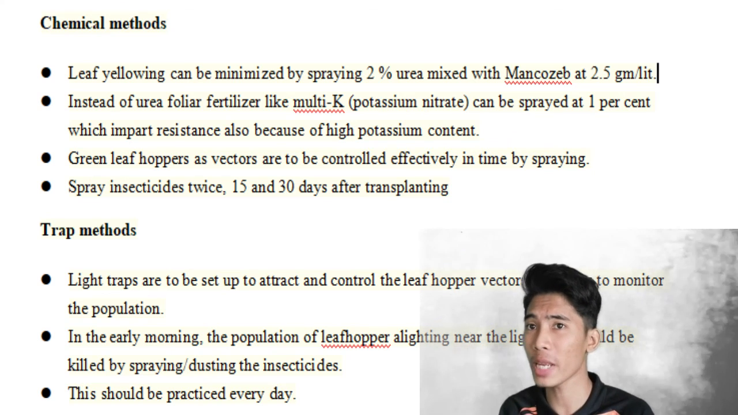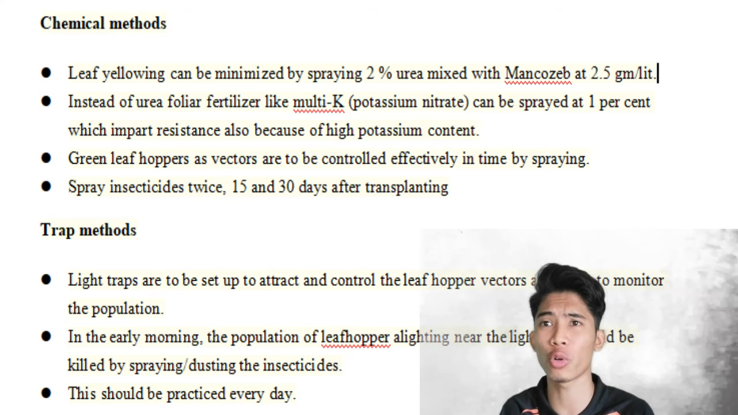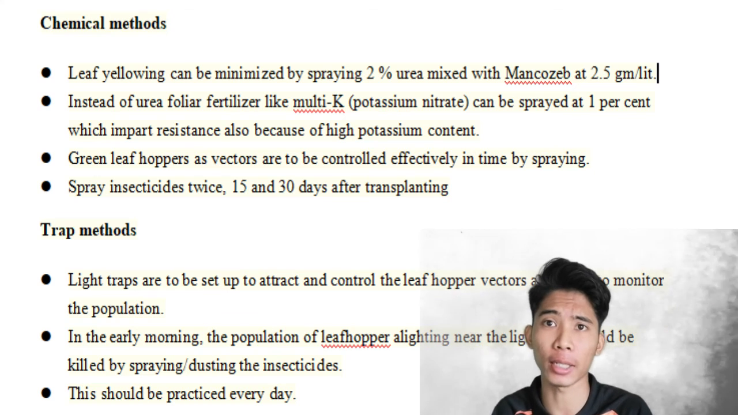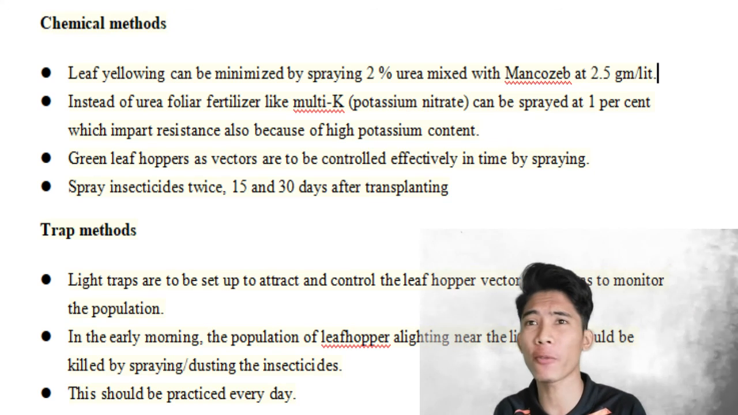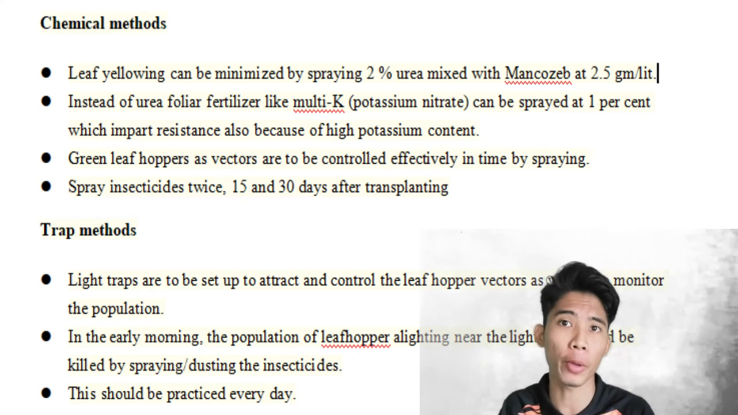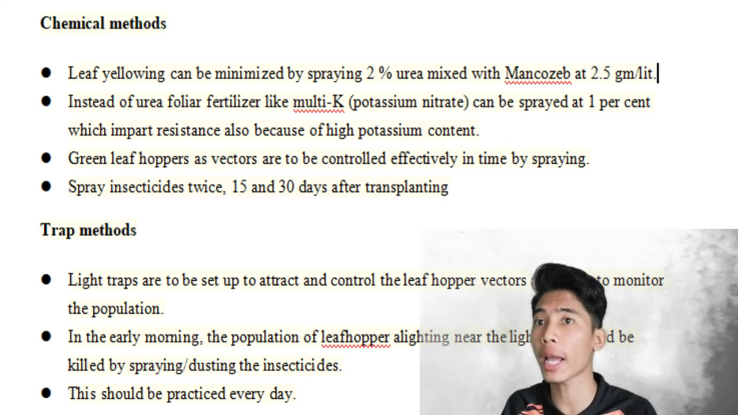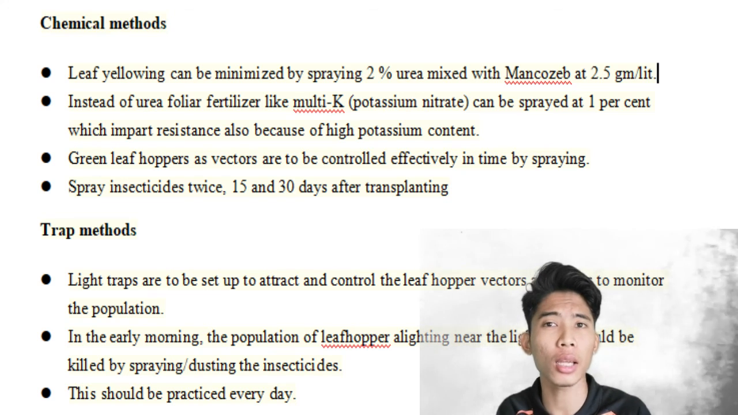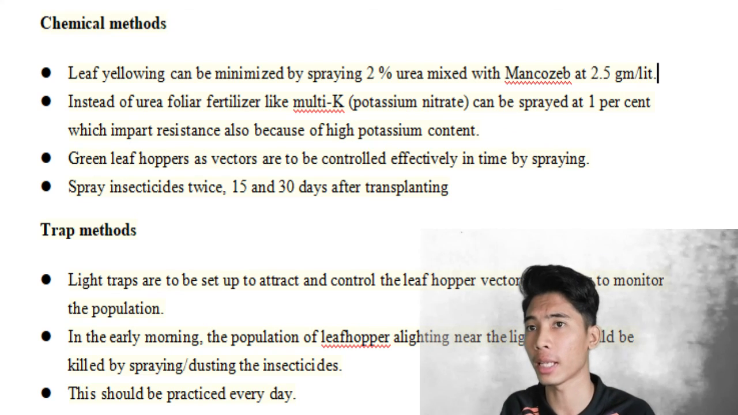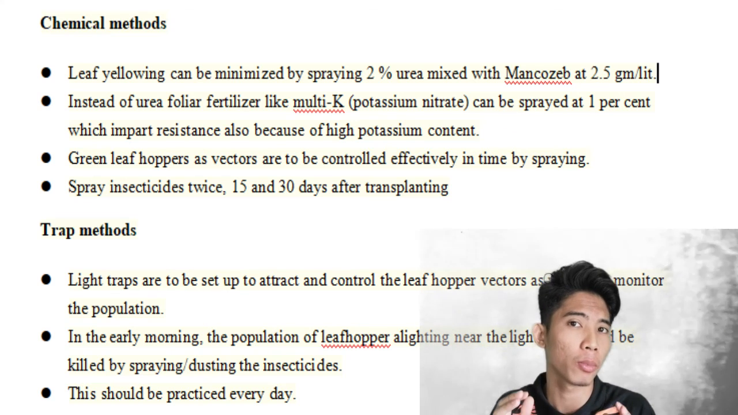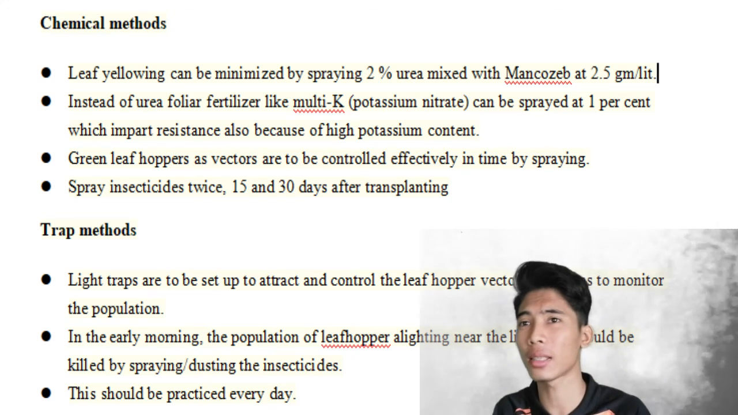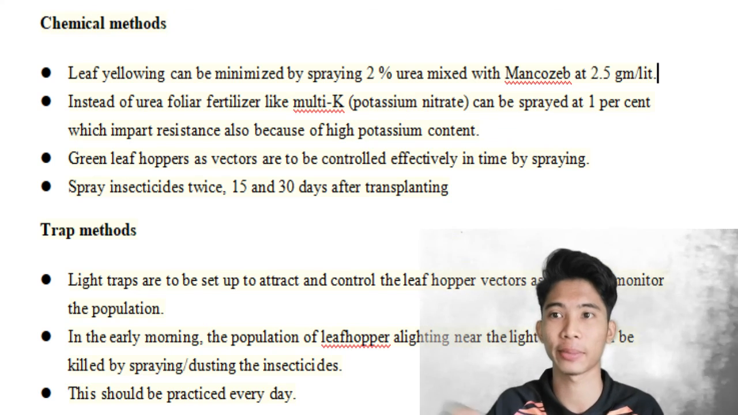Leaf yellowing can be minimized by spraying 2% urea mixed with mancozeb at 2.5 gram per liter. Instead of urea, foliar fertilizer like multi-K potassium nitrate can be sprayed at 1%, which also improves resistance because of its high potassium content. Third, green leafhopper as vector is to be controlled effectively in time by spraying. Spray insecticide twice, 15 and 30 days after transplanting.